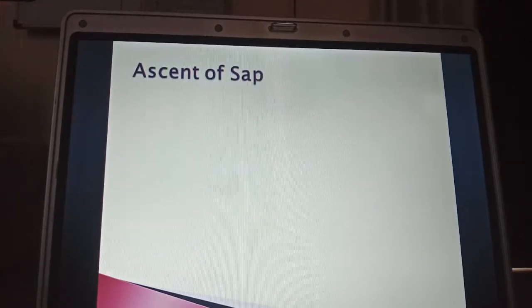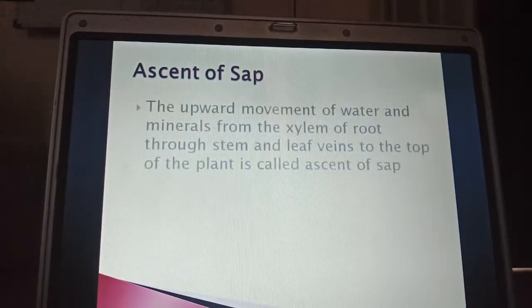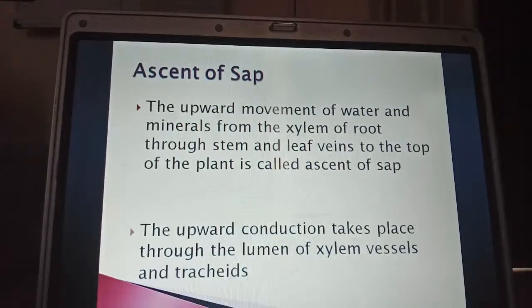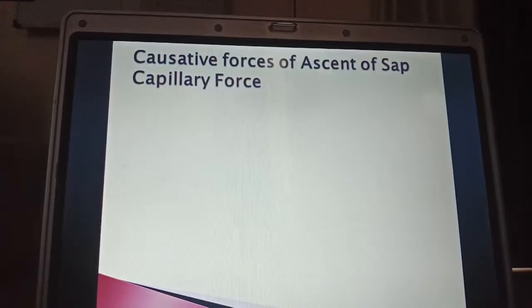Ascent of sap. The upward movement of water and minerals from the xylem of the root through the stem and leaf veins to the top of the plant is called ascent of sap. This is the definition of ascent of sap. The upward conduction takes place through the lumen of the xylem vessels and tracheids. What are the causative forces which bring about ascent of sap?